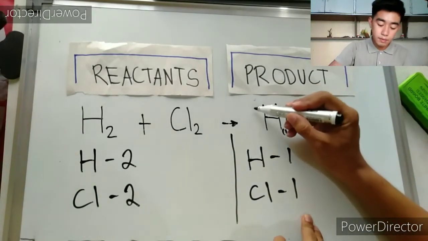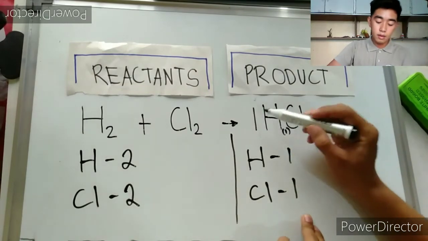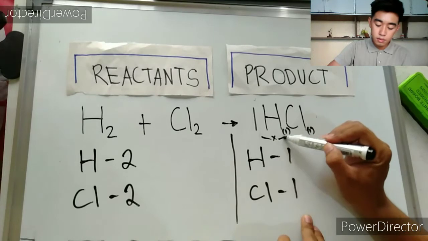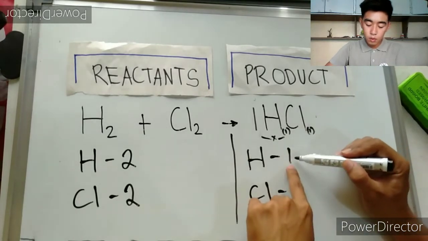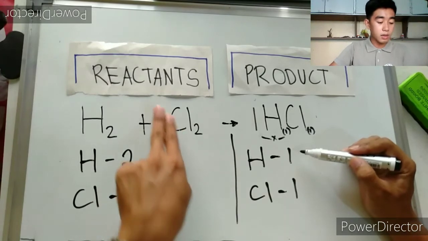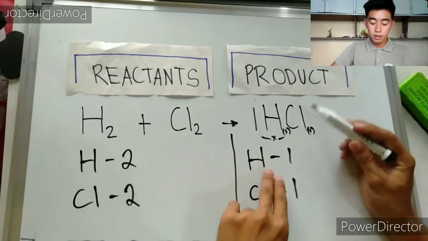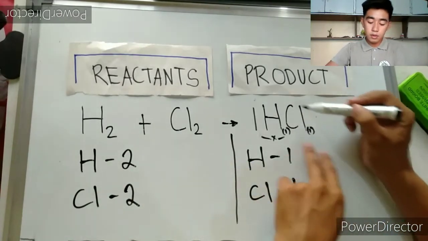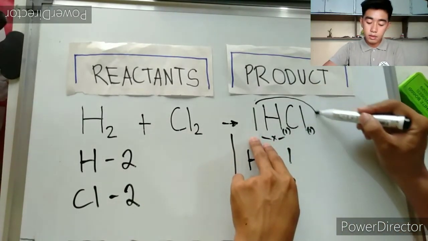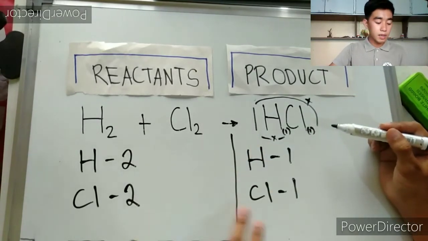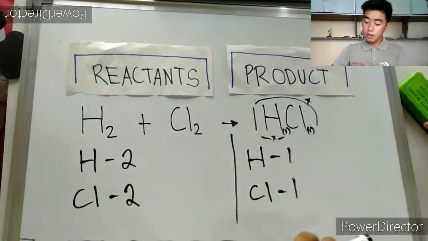So try natin yung 1. Lagyan natin dyan 1. Then try natin 1 times 1 is equal to 1. So hindi pa rin siya balance kasi yung number of atoms ng hydrogen dito sa reactants ay 2. Dito naman sa product ay 1 pa din. Hindi pa rin sila balance. So try naman natin yung sa Cl. 1 times 1 is equal to 1. So, hindi pa rin siya balance. So, mali yung 1.